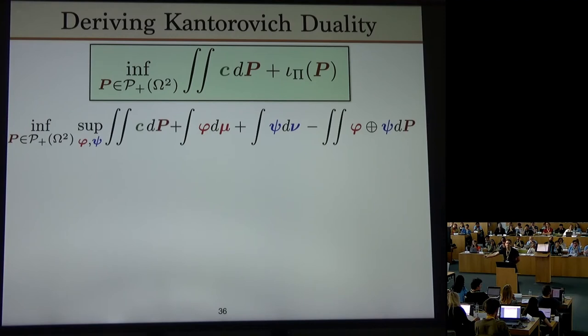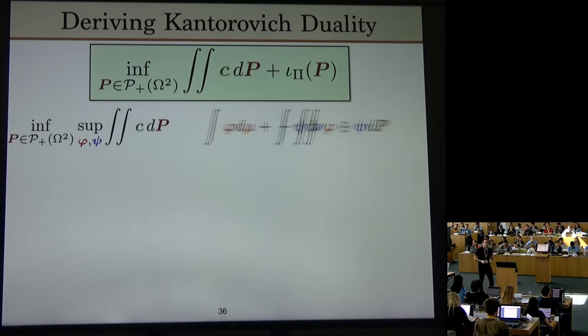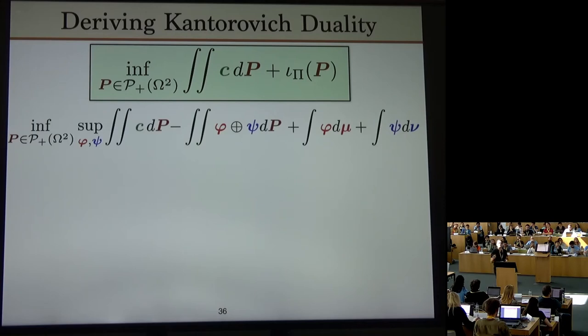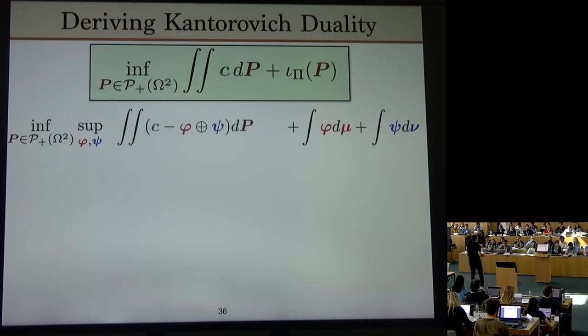The second thing that I want to do is group the integrals that look easy to manage. So there's one integral against p on the left, one integral against p on the right, and then in the middle there's something. I'm going to bring back the integral against p on the left. So I'm integrating c minus phi plus psi against p. Now, on the right-hand side, I have what's left, the phi against mu and psi against mu. Now, let's look at this sup over phi, psi of c minus phi plus psi, dp.